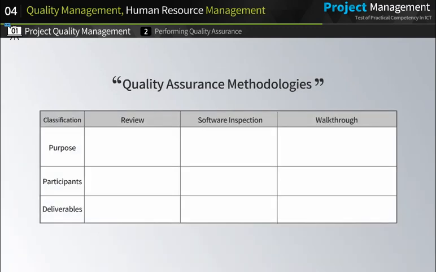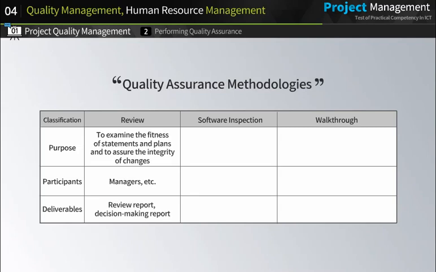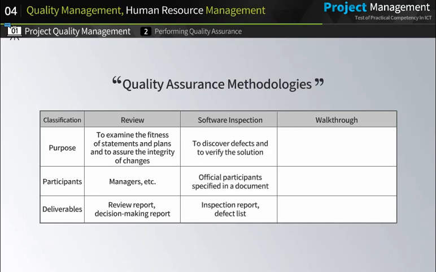Let's take a closer look at the purpose, participants, and deliverables of each quality assurance methodology. Review aims to examine the fitness of statements and plans, and to assure the integrity of changes. Mostly, managers participate in the process. Its deliverables include a review report and a decision-making report. Meanwhile, inspection aims to discover defects and to verify the solution. Official participants specified in a document participate in the process.